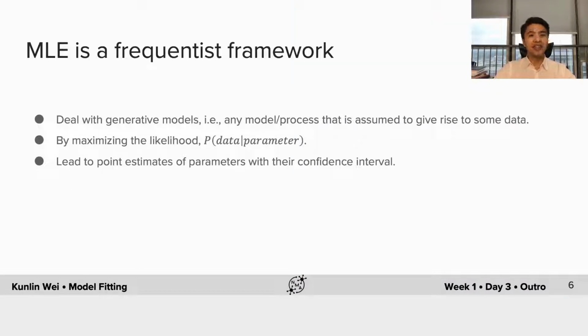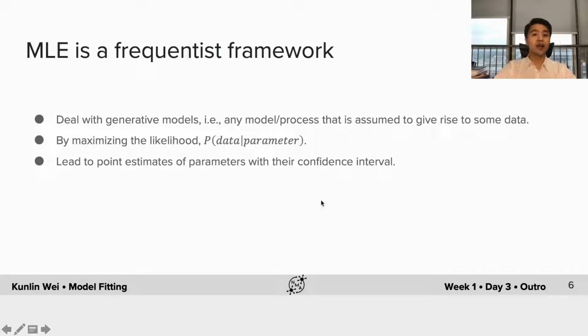First, I would say maximum likelihood estimation is from a frequentist perspective. From a frequentist perspective, we think of data coming from generative models. That is, there is some underlying model or process that can give rise to the data. So the current data we have is model plus noise. And by maximizing the likelihood, that is the probability of the data given a parameter, we can estimate the best parameter. So this gives us a point estimate of parameters.